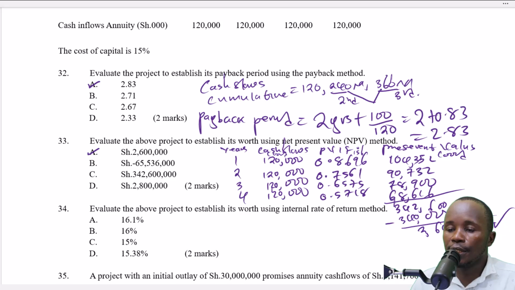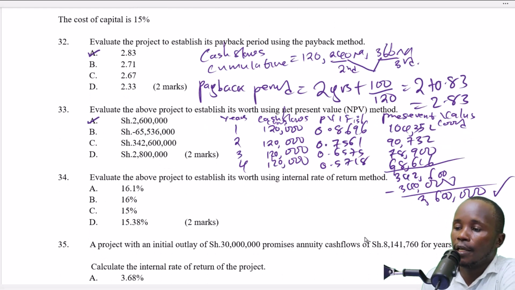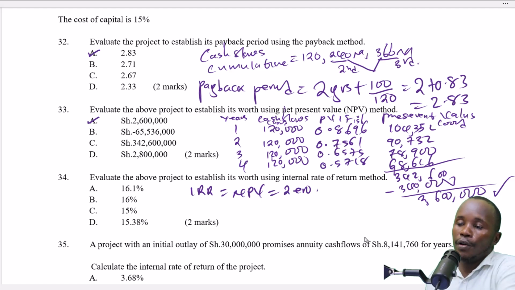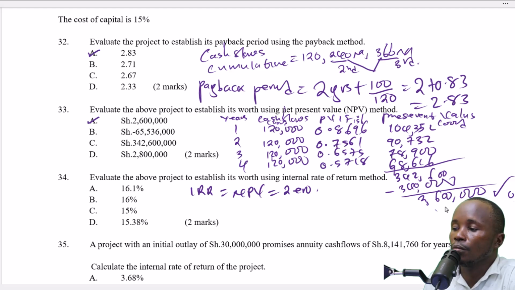The next one is to evaluate the project to establish its worthiness using the internal rate of return. What you need to know about internal rate of return is that IRR means NPV is 0. So you're looking for the rate at which NPV is 0. What you are going to do here is discount at 16.1%, repeating the same thing you have done at 15%. You discount at 16.1%, or 16%. Of course, 15% you don't have to redo because you have already done it, and you found that the NPV there is positive. According to IRR, where we have 2.6 million, they need you to get 0. That is what they want, the whole of this to be 0.